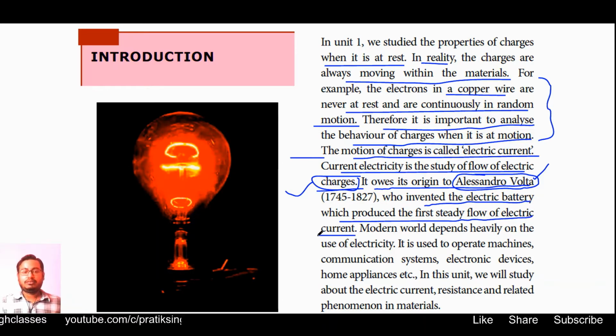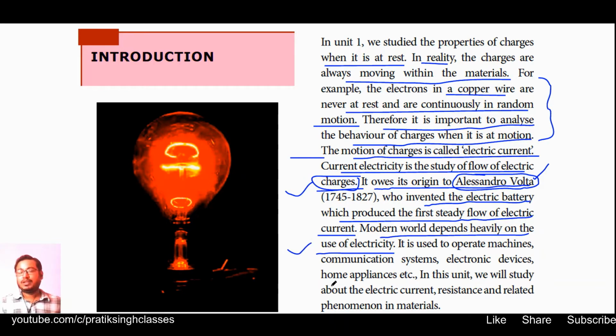Okay, we know very well about battery. Everywhere we use it in automobiles, two-wheelers, four-wheelers, or any vehicle. Then in torch, in cell phones, everywhere we use battery. And what does it do? It gives us the flow of charge. It gives us the charges which make the things run. Modern world depends heavily on the use of electricity. We can't even live without electricity for a moment. For everything these days, we are totally dependent on electricity.